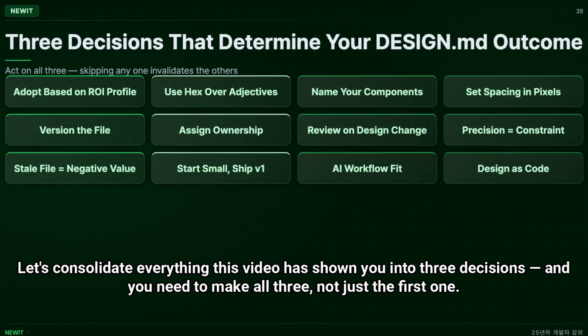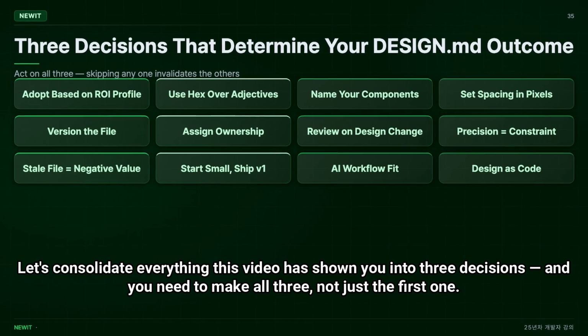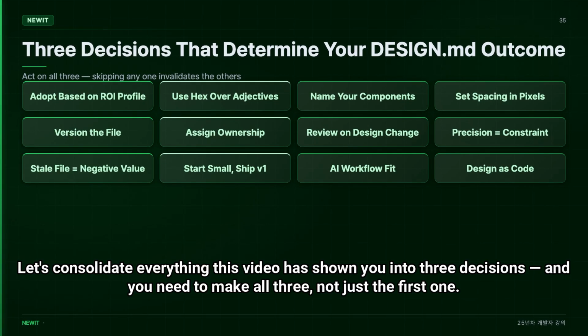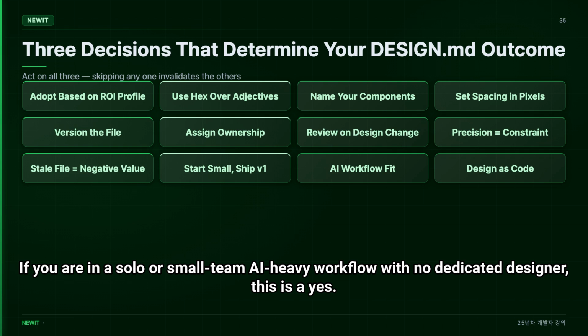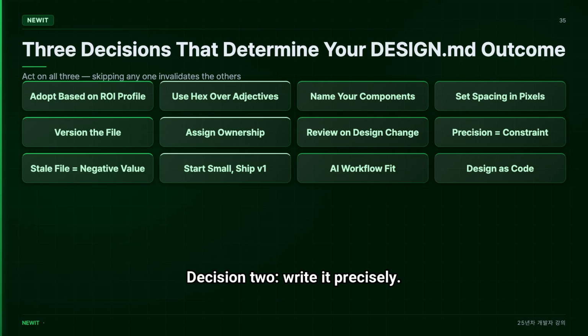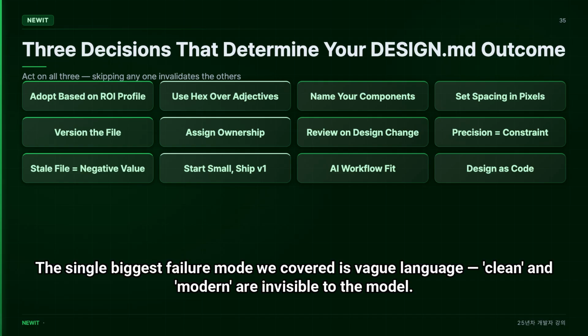Let's consolidate everything this video has shown you into 3 decisions, and you need to make all 3, not just the first one. Decision 1. Use the ROI table. If you are in a solo or small team AI-heavy workflow with no dedicated designer, this is a yes. Do not overthink it. Decision 2. Write it precisely. The single biggest failure mode we covered is vague language.